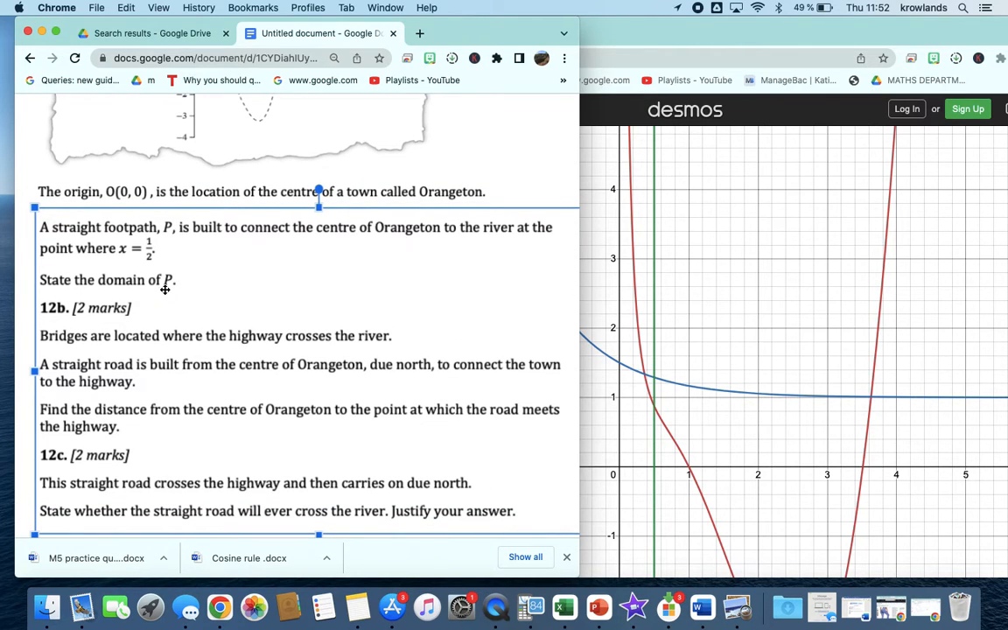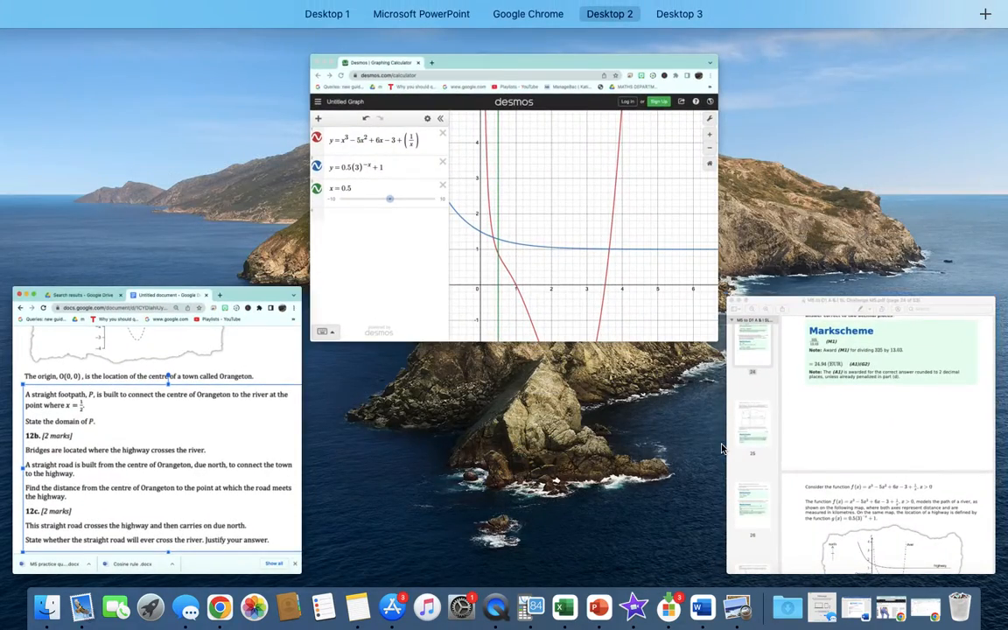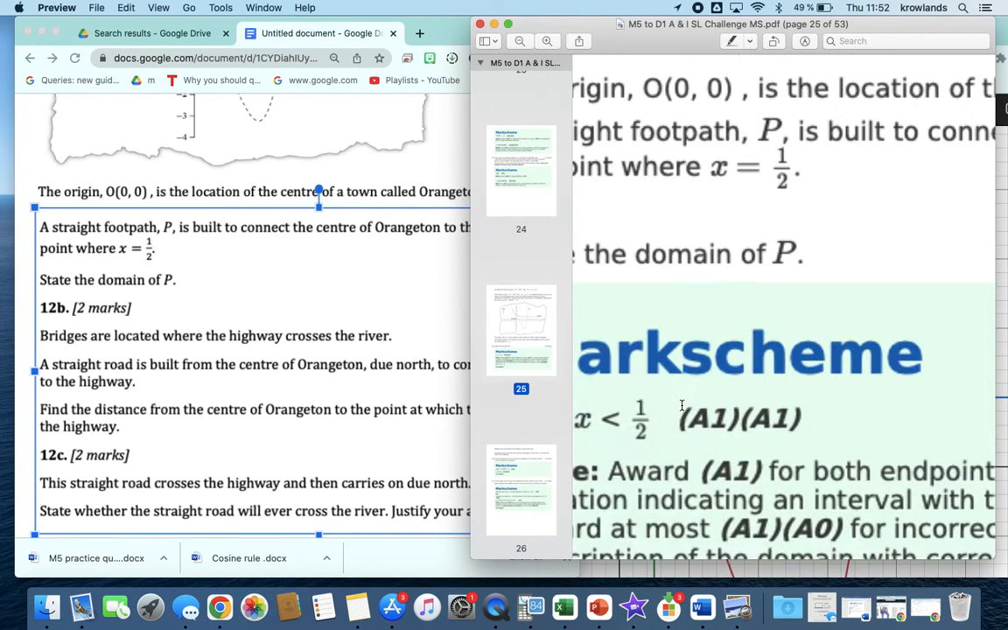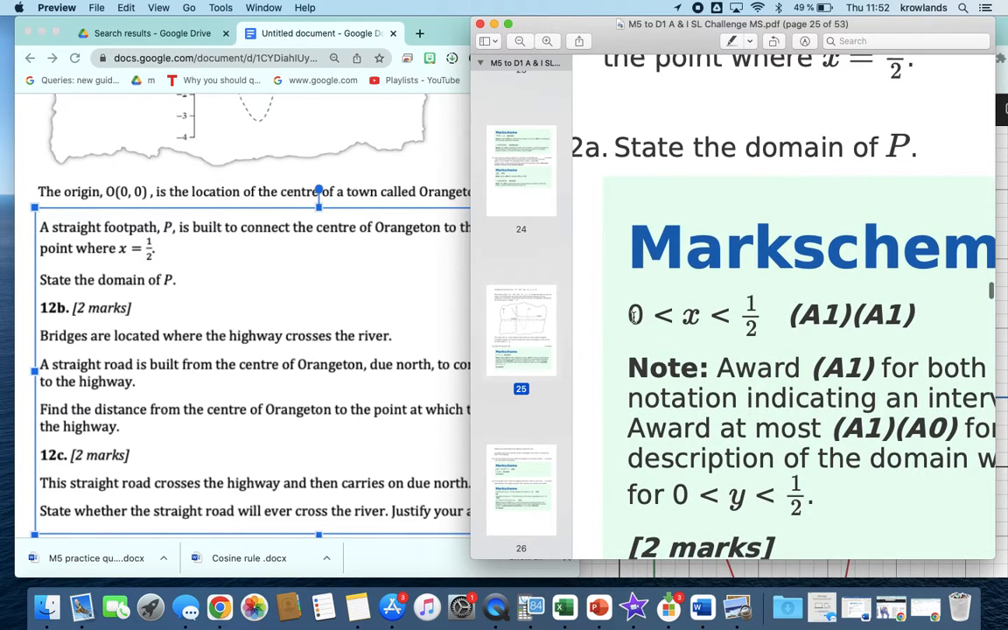Now the domain of P is simply the x values of this footpath. So if we have a look at this question, we can see that the domain of P is simply 0 is less than x, which is less than 1/2. So x is represented by an inequality, and the domain is always an inequality between two different numbers, or it can be an inequality with just one number, such as if x was bigger than 7.